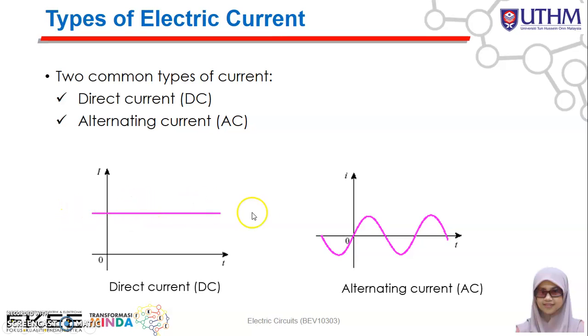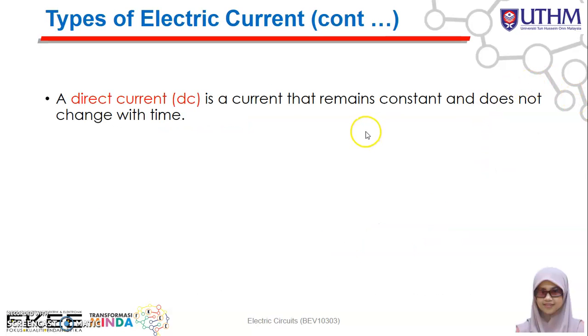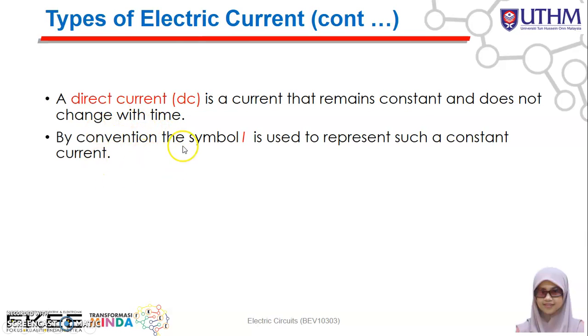For direct current, it is a straight line, which means that it remains constant over time. For alternating current, you get a sinusoidal graph here, so it means that it varies over time. Based on the graph that we have just now, we know that direct current, DC current, is a current that remains constant and does not change with time. The conventional symbol that we use for DC current is a capital letter I.